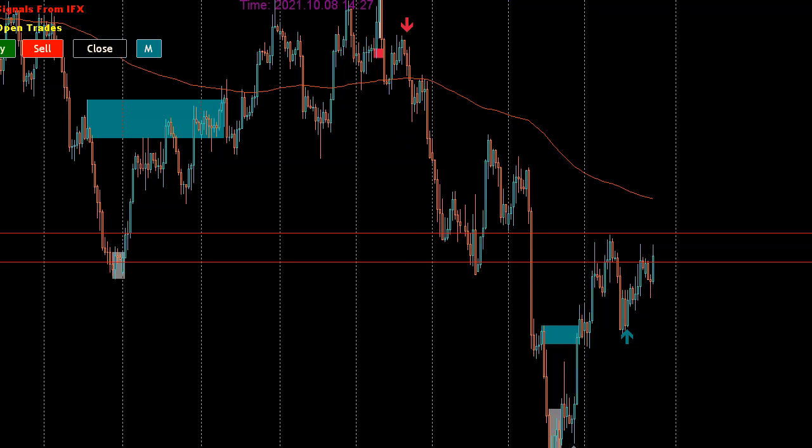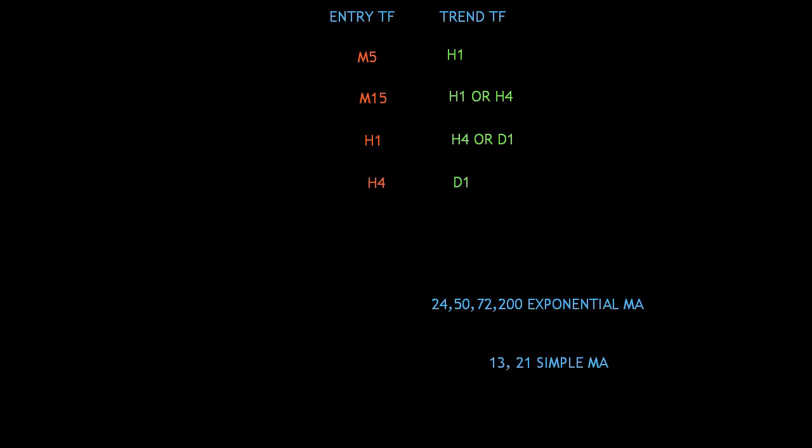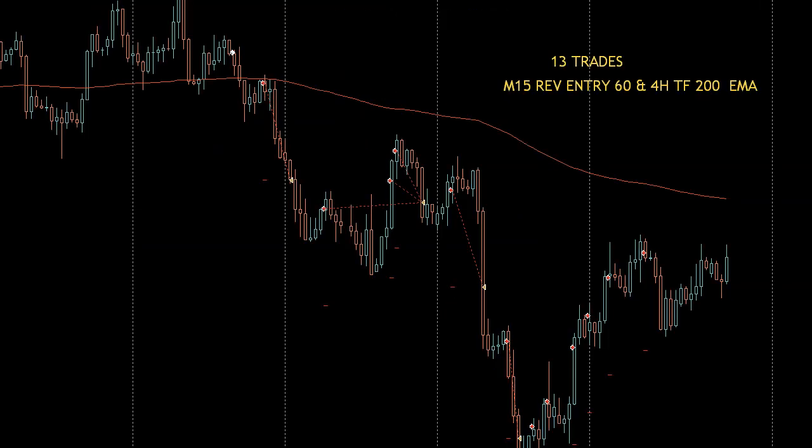Okay, so now let's take a look at some examples of what we have used as filters. Right now these are very raw entries, still filters. Pretty much what I used was the M15 reversal block entry on 60, and then also just very simple, the 4-hour time frame 200 exponential moving average. So it gave me 13 entries. Some of them were good, some of them are really bad.